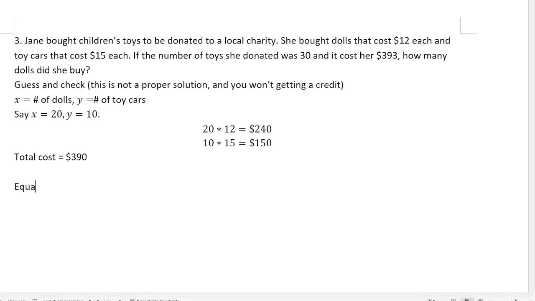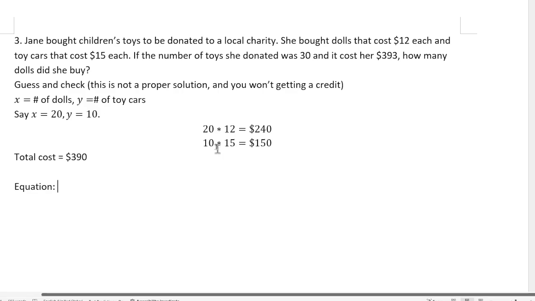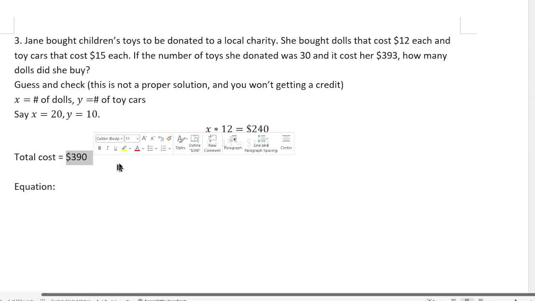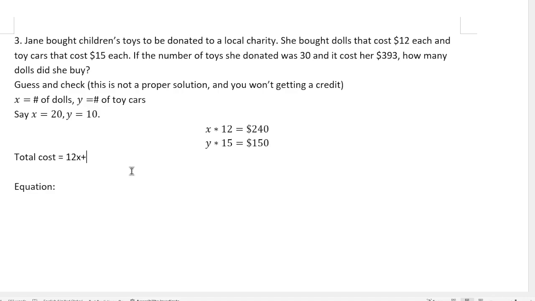So now the equation. Well, trace back what you did. What is this 20? That 20 is x, right? So instead of writing down the hard number 20, we're going to replace this by x. Same thing here. Instead of 10, we're going to replace this by y. And then, what was the total cost? We got the total cost by adding these two numbers, right? So our total cost must be 12x plus 15y.